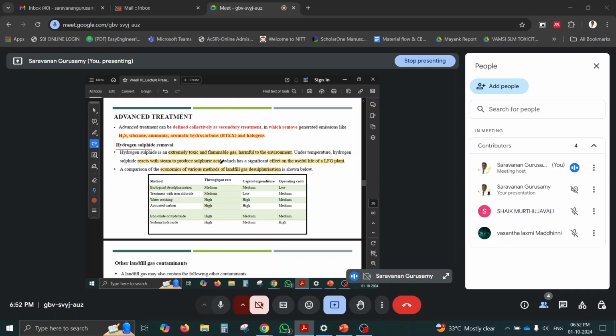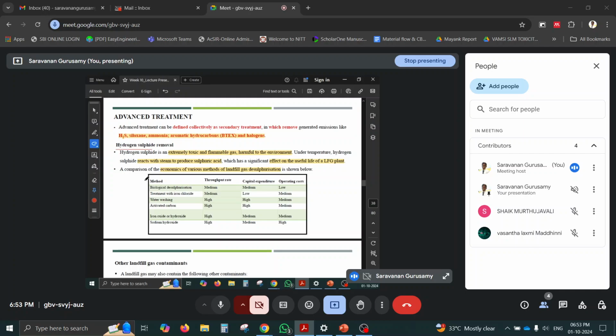Whenever the H2S is released, it will react with water and form acid. That's one of the reasons for acid rain also. And it will have a significant effect on the useful life of the landfill gas plant.